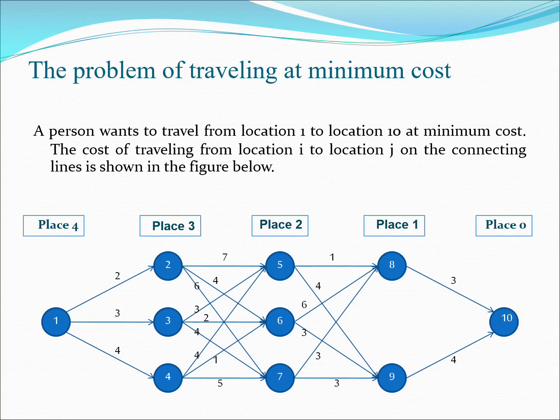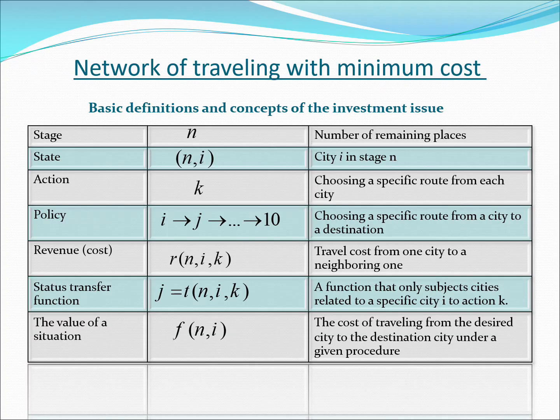To understand more about the problem, consider a person who wants to travel from location 1 to location 10 at minimum cost. The cost of travelling from location I to location J on the connecting lines is shown in the figure below. Before we start, we need to define 7 characteristics of dynamic programming.